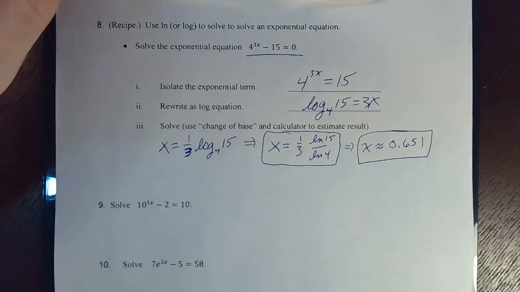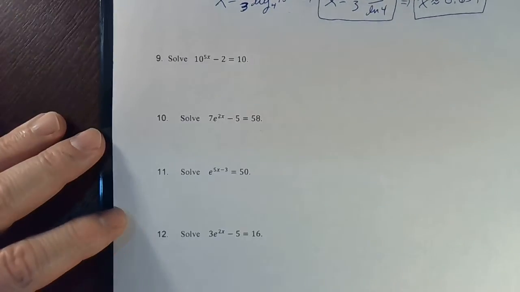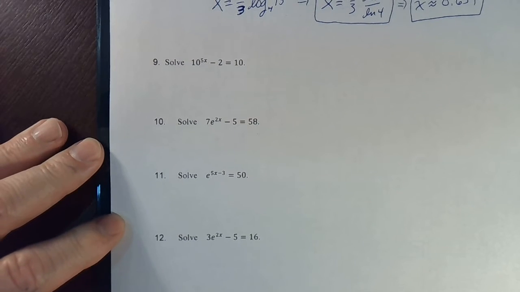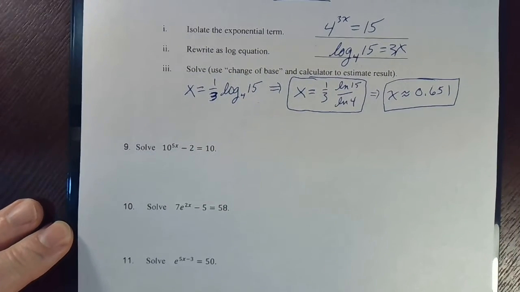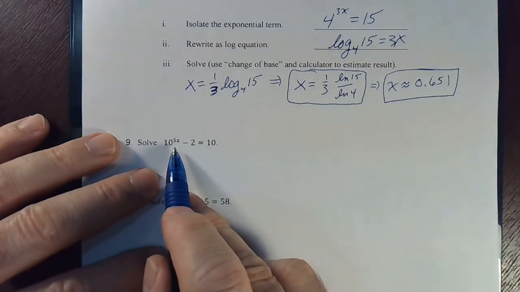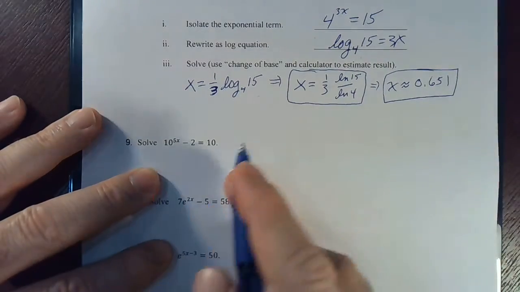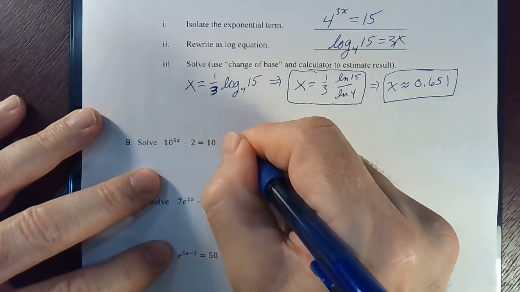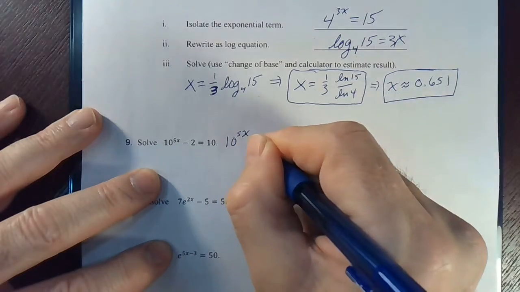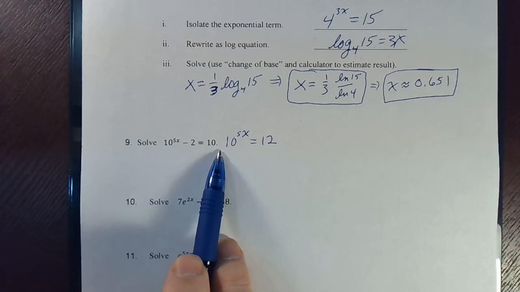All right, so let's do this on several more examples. Okay, let's solve. Maybe I can keep the recipe up there. Solve 10 to the 5x minus 2 equals 10. Well, the first thing we do is get 10 to the 5x by itself. And what did I do there? I just added 2 to both sides.